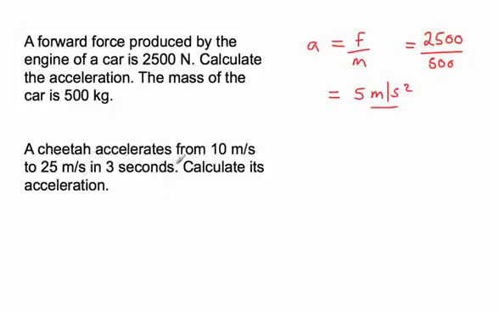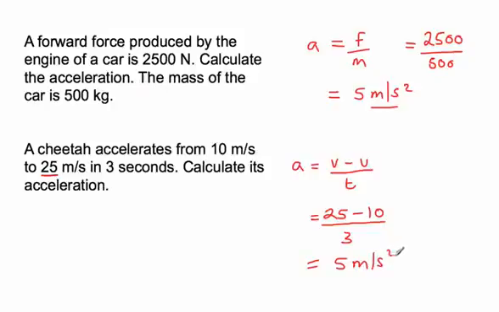For this one here, we've got acceleration from 10 to 25 meters per second in 3 seconds, so we use the other formula. We've got final velocity minus initial velocity divided by time taken, and if we plug the numbers in, we get a final velocity, the last velocity, of 25 meters per second. Take away 10 meters per second divided by the time it took, 3 seconds, and that gives us 15 over 3, which is 5 meters per second, coincidentally the same as the car. Don't forget to add the units. Okay, so there's a couple of examples there.